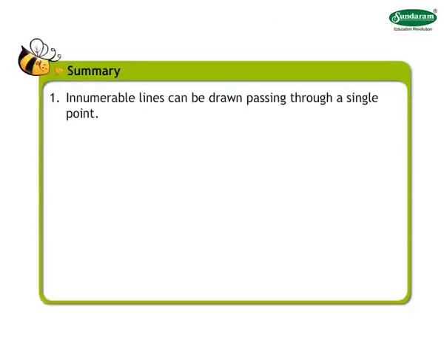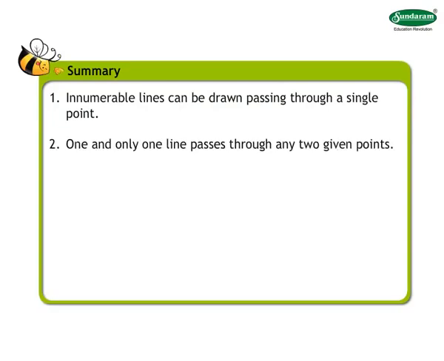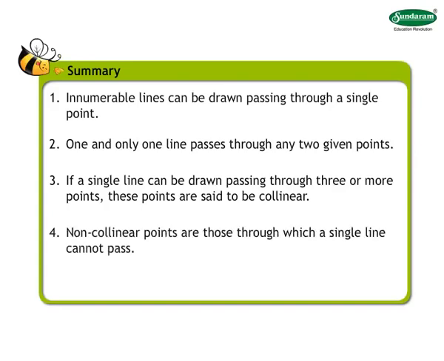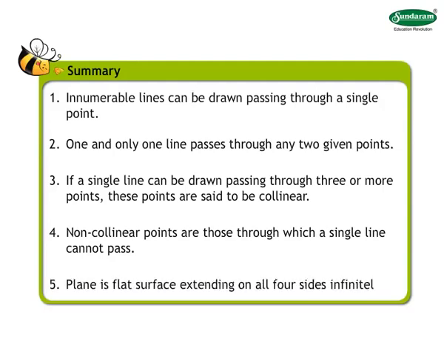Let us summarize. Innumerable lines can be drawn passing through a single point. One and only one line passes through any 2 given points. If a single line can be drawn passing through 3 or more points, these points are said to be collinear. Non-collinear points are those through which a single line cannot pass. Plane is a flat surface extending on all 4 sides infinitely.